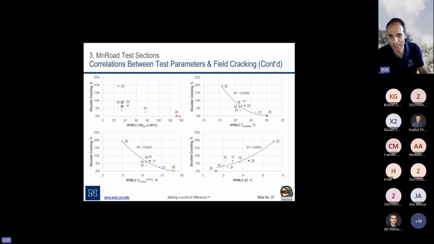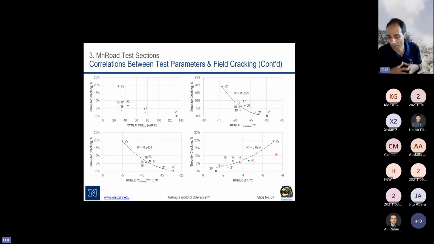But there is really a very good correlation. Now you look at the T initiation, very strong correlation. You look at the glassy temperature, very strong correlation. You look at the delta T, very good correlation as well, right? So the test is correlating beautifully, actually, with the field performance data if we compare it at the proper time, and it's capturing those different changes in the mixes.